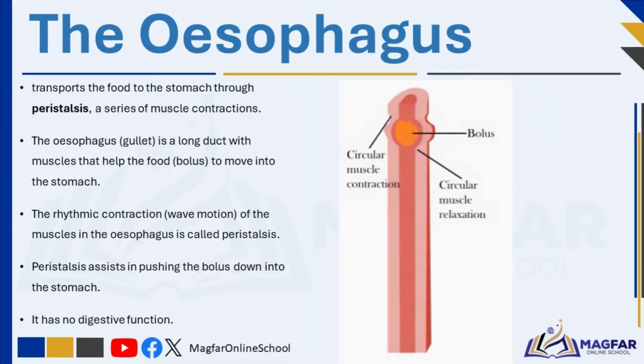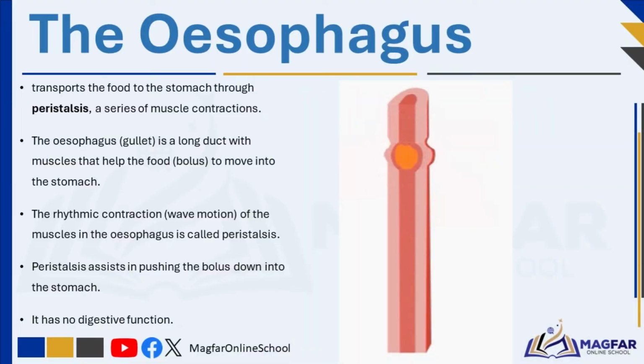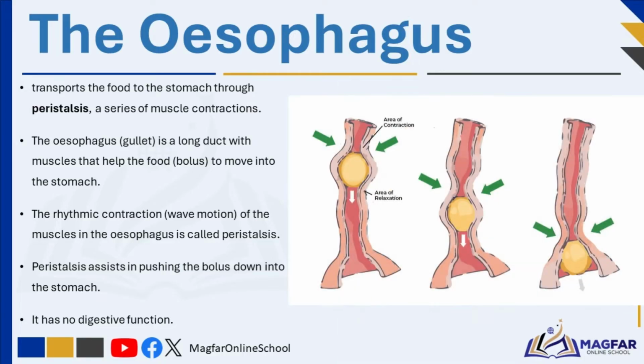This movement pushes the bolus, soft, chewed food, downward and ensures that it reaches the stomach, even if a person is lying down or upside down. This process can be compared to squeezing toothpaste out of a tube, where pressure applied at one end moves the contents forward. It is important to note that the esophagus has no digestive function. It does not break down food chemically or mechanically. Its sole purpose is to transport food efficiently to the stomach, where digestion continues.